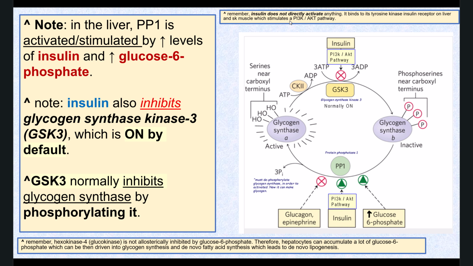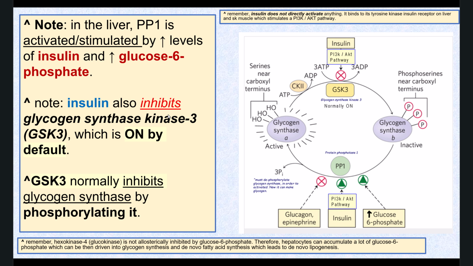Remember, insulin does not directly activate anything, right? Insulin can't go inside the cell. It's a peptide hormone, so it can't go through a phospholipid bilayer like cortisol and aldosterone can. Therefore, it has to use a second messenger system. Great. Note in the liver, PP1 is stimulated by increased levels of insulin, as well as increased levels of glucose 6-phosphate. That's the starting molecule of this whole pathway, so it can kind of push itself if there's a lot of glucose 6-phosphate around.